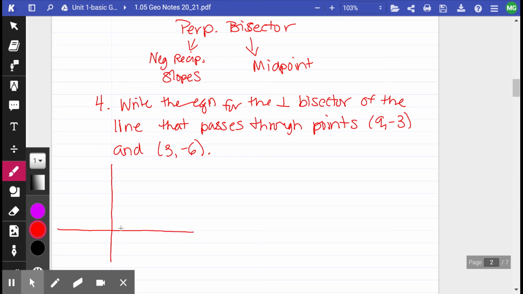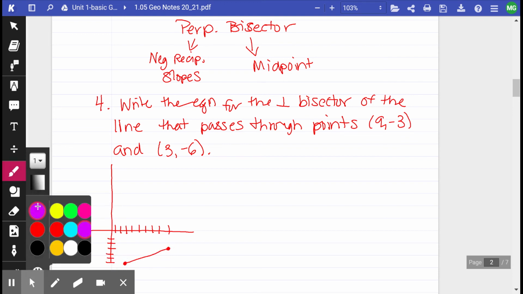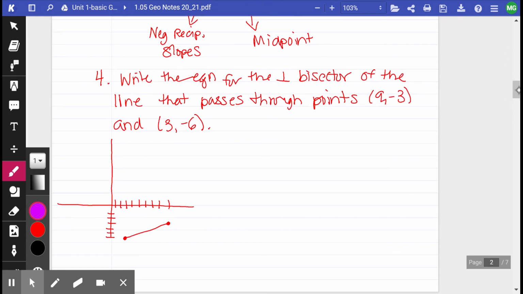So if I plot the point 1, 2, 3, 4, 5, 6, 7, 8, 9, -3, and 3, -6. So those are the two points that were given. That's the segment. The question is asking us to come up with the equation of the line that would be a perpendicular bisector to that line. So perpendicular bisector means it has to go through at the midpoint. So we need the midpoint here, and we want it to be perpendicular.